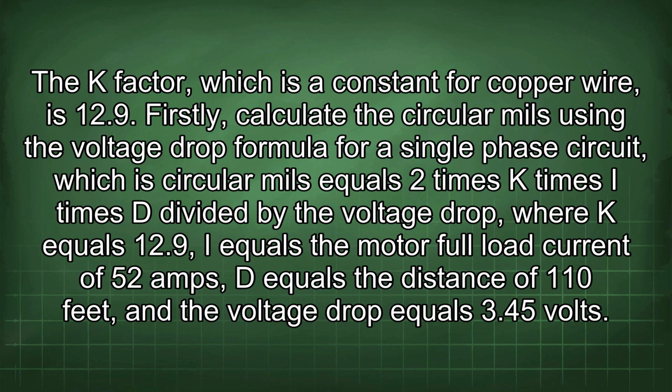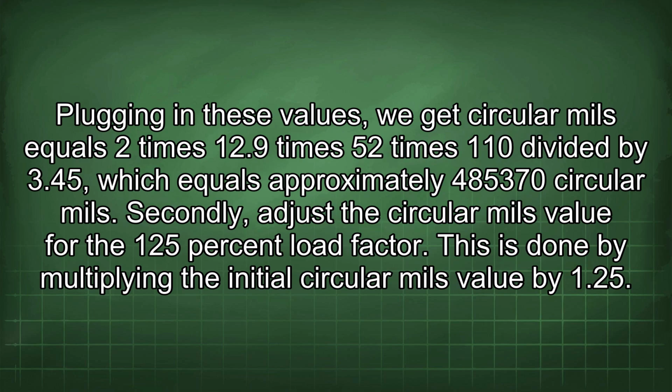Firstly, calculate the circular mils using the voltage drop formula for a single-phase circuit, which is circular mils equals 2 times K times I times D divided by the voltage drop, where K equals 12.9, I equals the motor full load current of 52 amps, D equals the distance of 110 feet, and the voltage drop equals 3.45 volts. Plugging in these values, we get circular mils equals 2 times 12.9 times 52 times 110 divided by 3.45, which equals approximately 485,370 circular mils.